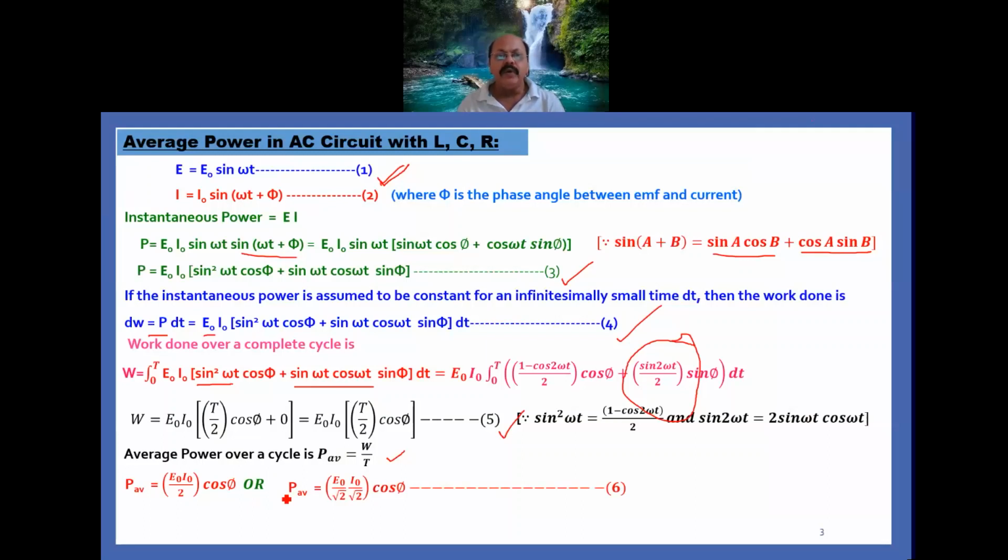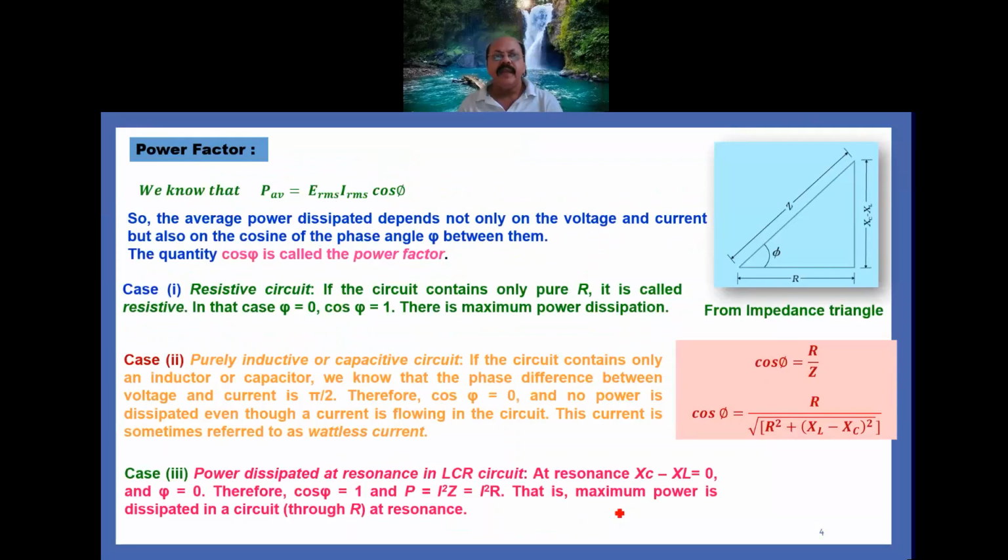Since E naught upon root 2 is E RMS and I naught upon root 2 is I RMS. So finally you will get the average power in AC circuit with LCR, P average equal to E RMS I RMS cos phi. So here the cos phi is known as power factor. So we can define it like that, as we know that P average equal to E RMS I RMS cos phi.